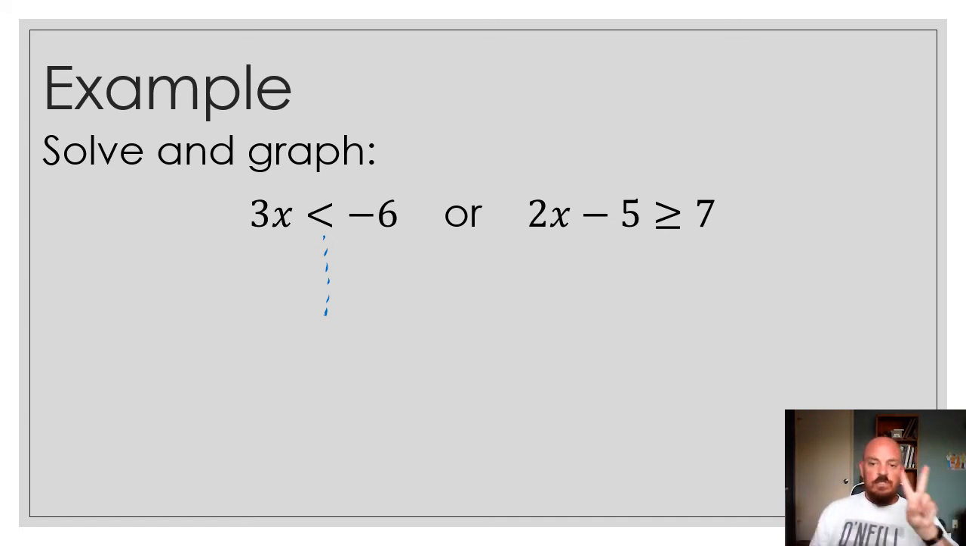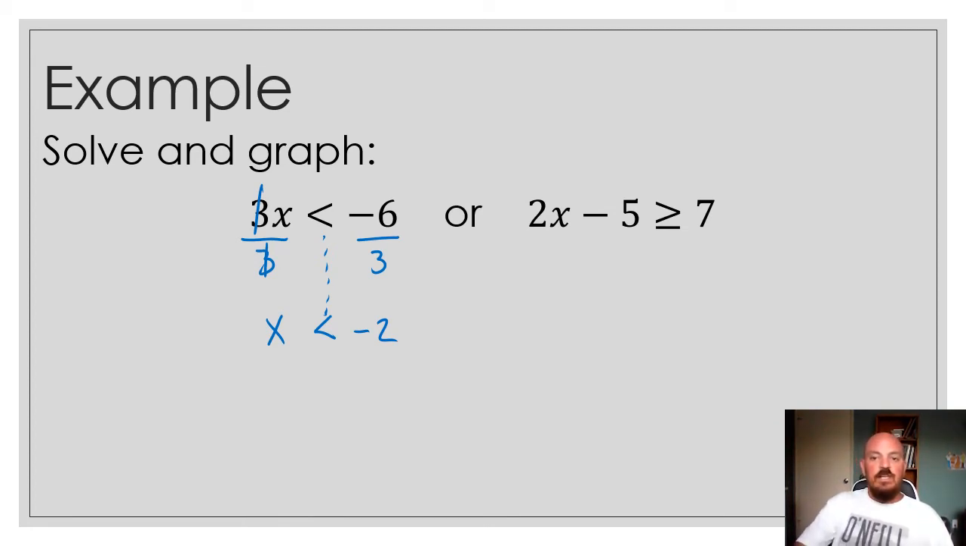I can do anything I want, as long as I do the same thing to both sides. Just remember, like we said in the first two sections of this module, if I divide or multiply by a negative, it's going to flip that inequality. Now, I don't have to do that for this one. I can do this one in one step. I just need to divide both sides by 3. Cancel out that 3, leaves the x, leaves the less than, because I didn't divide by a negative. Negative 6 divided by 3 is negative 2. So there's the first part of my answer: x is less than negative 2.